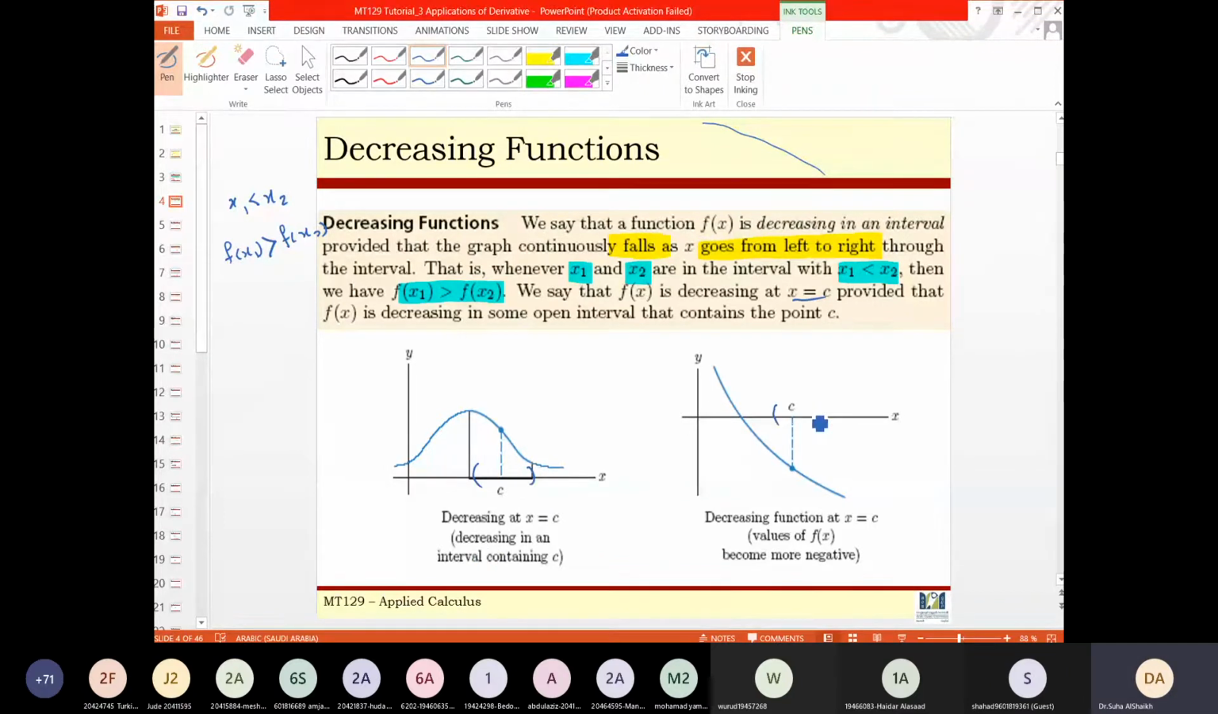Also here, if I take a small interval around the C, I can see the function is decreasing. So the function is decreasing at the point C. Of course you have this question in your mind: am I supposed to memorize the definition? Of course not. You are not supposed to memorize this. You just need to know what increasing and decreasing mean. Okay?